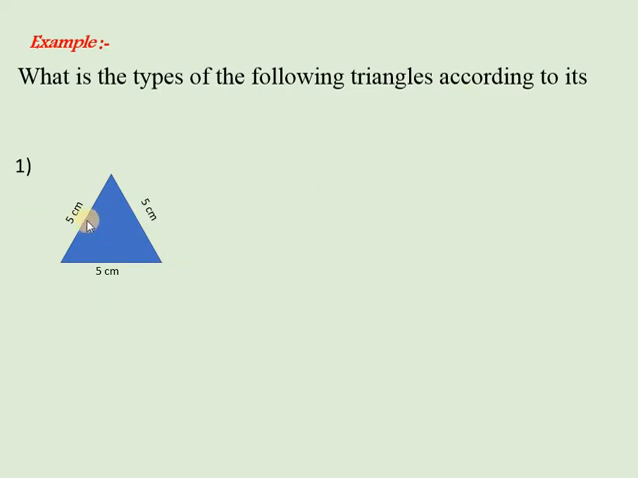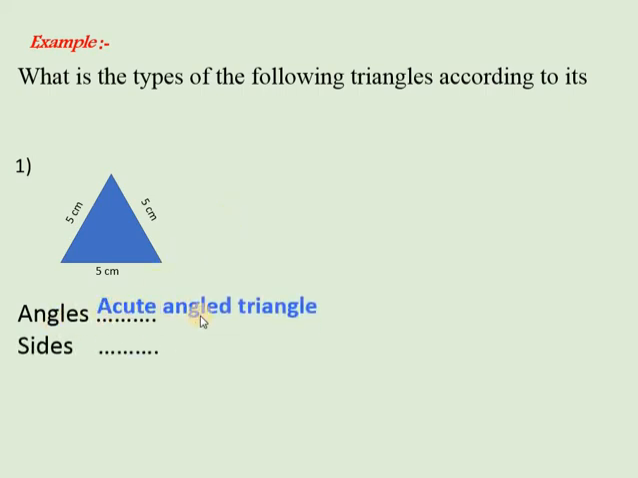Okay, look here. I have here 5 centimeter, 5 centimeter, and 5 centimeter. So according to each side, we call this triangle an equilateral triangle. And according to each angle, can you see, this is an acute angle here, and here, and here. So it's an acute angle triangle, and it's an equilateral triangle.